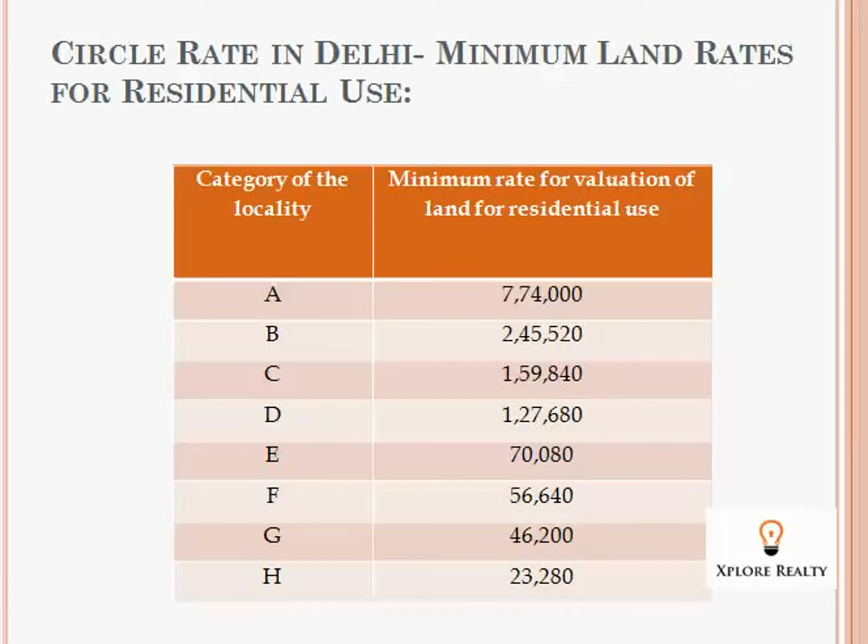Circle rate. Circle rate is a minimum rate decided by government regarding a particular piece of land. As far as Delhi is concerned, Delhi is bifurcated into 8 categories ranging from A to H. Anand Niketan, Shanti Niketan, Sundarnagar, Vasant Vihar, West Bank lie in A category, whereas colonies like Greater Kailash, Defence Colony, Lodi Colony, Nizamuddin lie in B. Mostly villages and unauthorized colonies lie in G and H category.